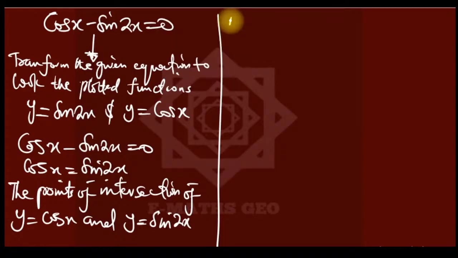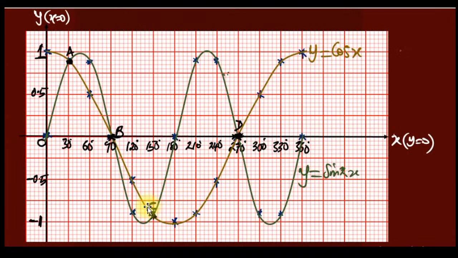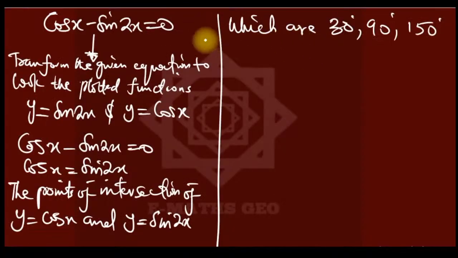So which are 30, 90, 150, and finally 30, 90, 150, and 2/7. So these are the answers. So it's a very tricky question, but it's simple. Thank you.